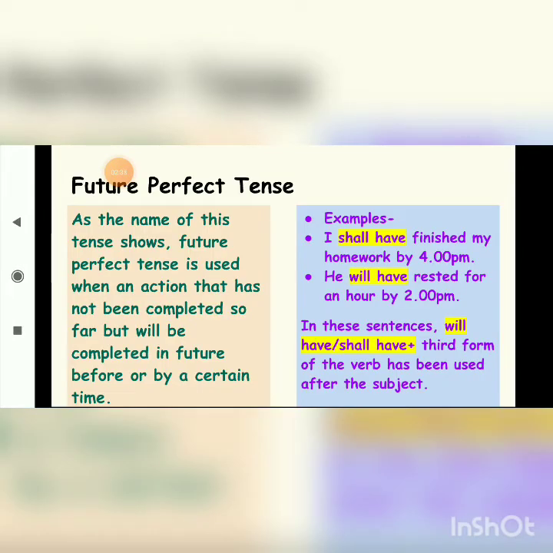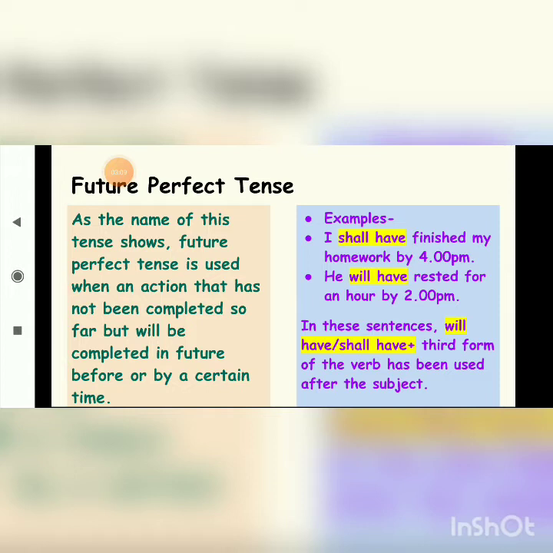What it means? As the name of this tense shows, future perfect tense is used when an action that has not completed so far but will be completed in future before or by certain time. So as the name suggests, it is future perfect tense, used when an action that has not been completed so far but will be completed in future before or by certain time.